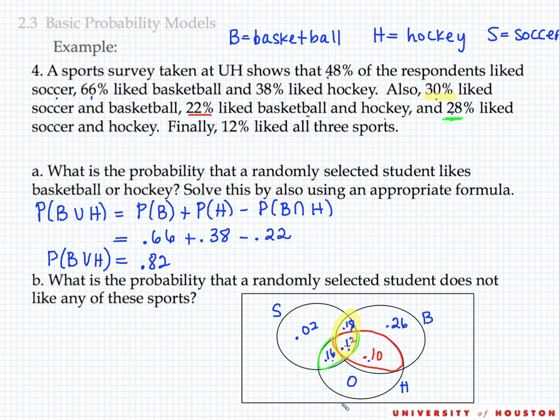Now to figure out how many don't like any of the sports, I add up all of these numbers and I'm going to subtract from 1. So I had the 0.02, 0.18, 0.12, 0.16, 0.10, and 0.26, and that leaves me with 0.16 floating out here that do not like any of them. So we have 0.16, or 16% of the students that don't like any of those sports.